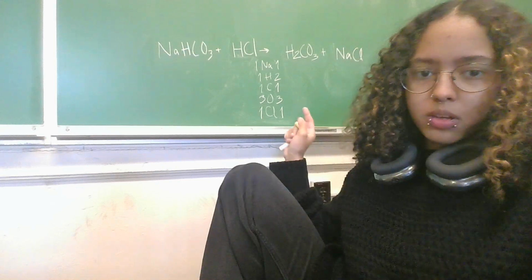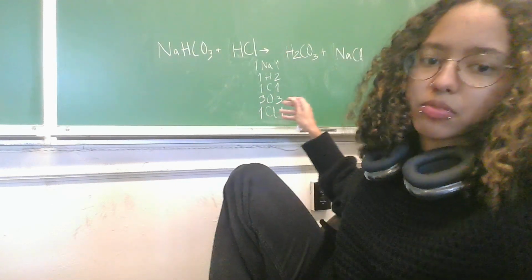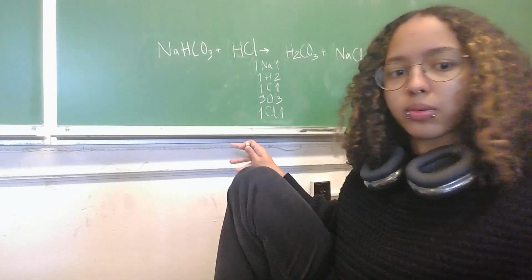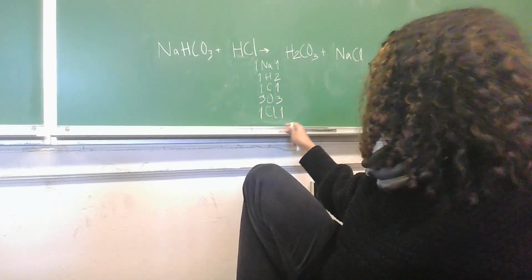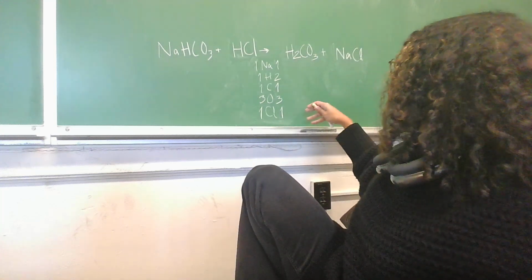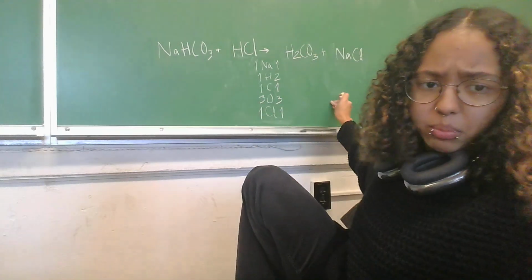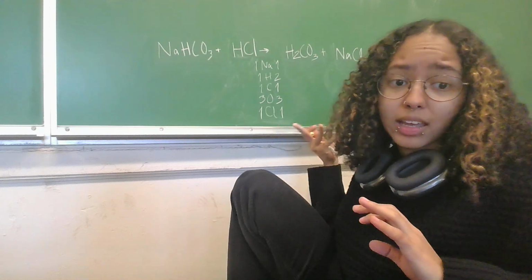All right, now that you listed how many of the things you have for both sides, then you're going to start altering the reaction to balance it. So what I notice here is that I have one hydrogen on the reactant side and then two hydrogens on the product side. I need that to be balanced.